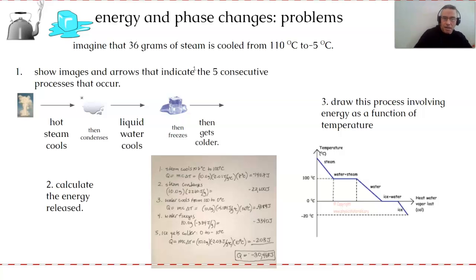We also took a look at how we can graph this energetically and how we can show each of the steps. So that's a little bit about energy and phase changes. Note that these are physical processes. We can do similar things for chemical processes as well.